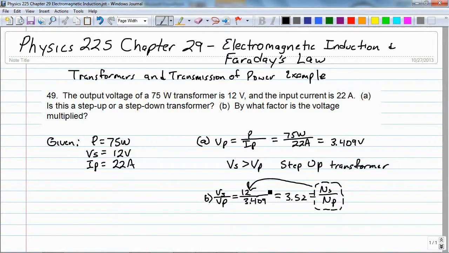So this is an easy transformer problem. There's one on the homework assignment that uses transformer identities, and it's a very common application of transformers, especially in audio equipment. So there's a lot of different uses, but all the equations that are used are the same.